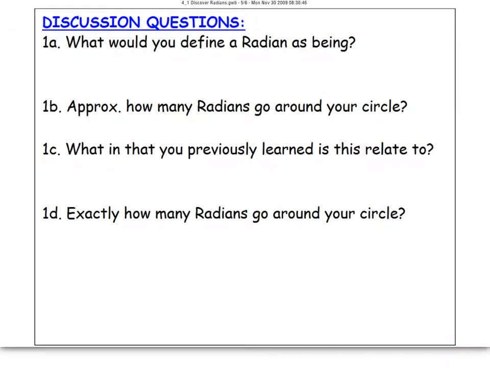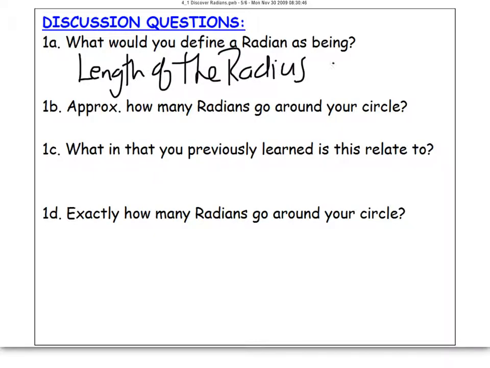Now what you want to take away from this lesson is to be able to do 1A. What would you define a radian as being? And a good definition would be the length of the radius on a circle. Now let me ask this. What if we did our activity using something other than Smarties? What if we took 7 tires and we lined 7 tires up, drew the radius, and then made a huge circle with all 7 tires? And then we laid the 7 tires out and tick mark, 7 tires and tick mark.